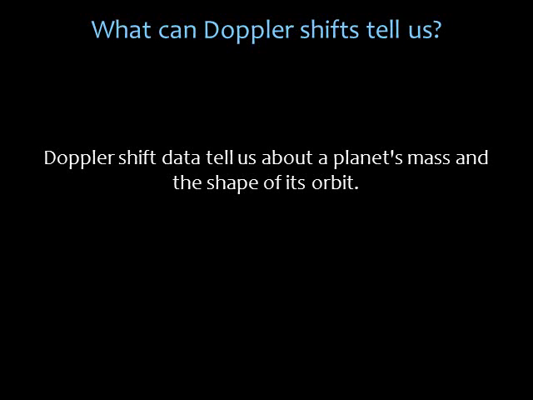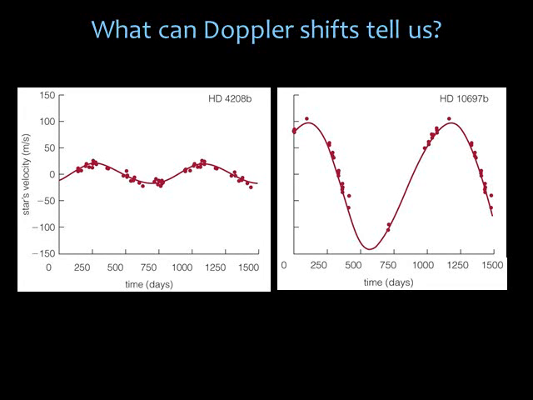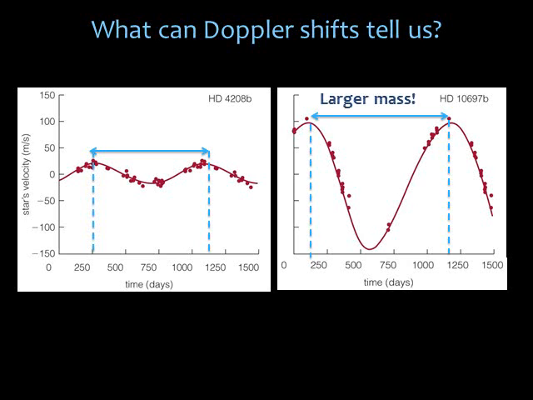The Doppler shift data can tell us about a planet's mass and the shape of its orbit. This is Doppler shift data for two stars. They both have similar periods, meaning their planets should take about the same amount of time to make one orbit. The star on the right, though, has a big radial velocity. It must therefore be more massive.